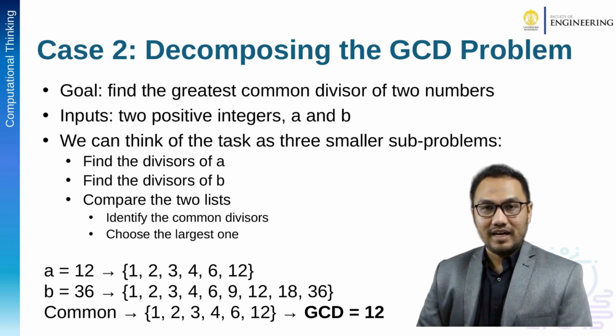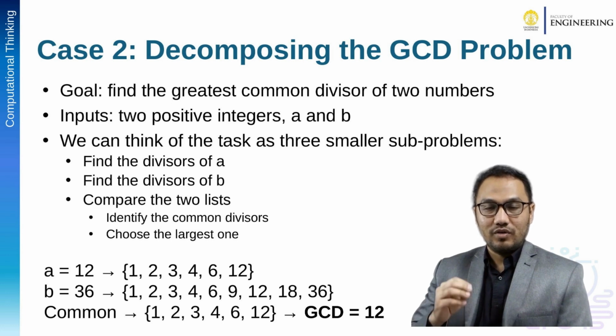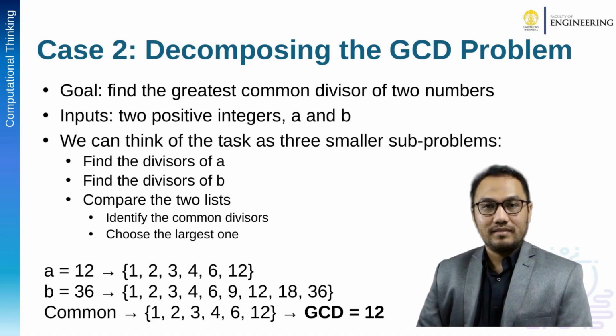These are numbers that divide a with no remainder. Second, we find all the divisors of b. Third, we compare the two lists. We look for numbers that appear in both lists, those are the common divisors, and then we choose the largest of them. That number is our greatest common divisor.